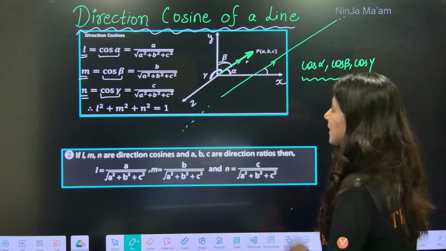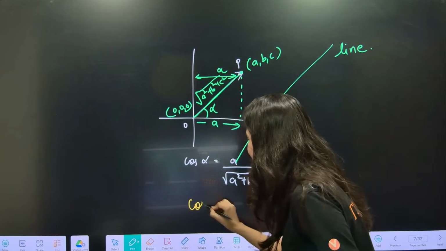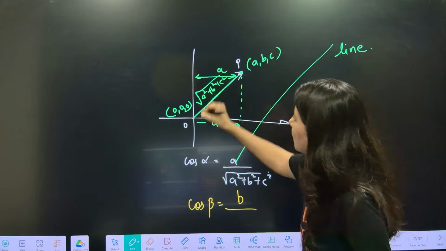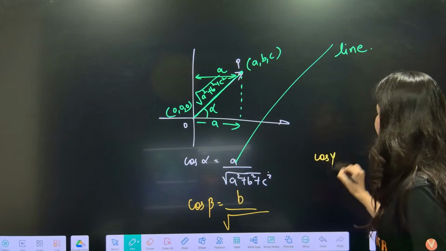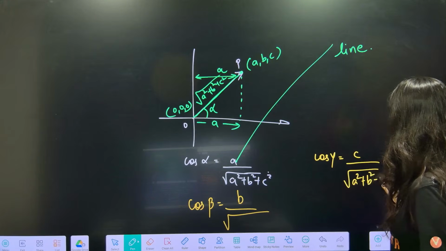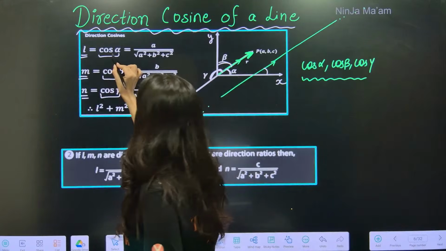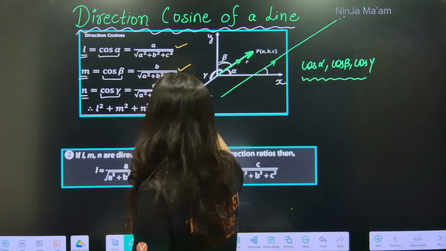Okay, so let's start. Understand, this is cos alpha. Similarly, cos beta will be B upon, see B is y, no? So B upon square root of A square plus B square plus C square. Cos gamma will be C upon square root of A square plus B square plus C square. So L is equal to cos alpha, M is equal to cos beta, N is equal to cos gamma.